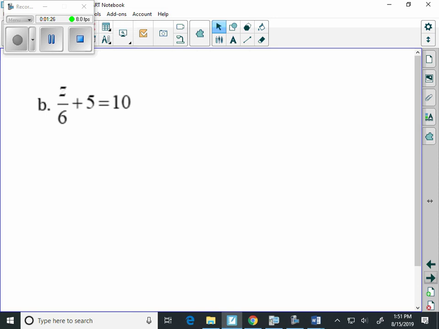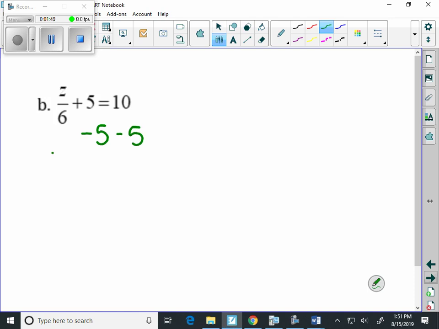Problem letter B. It says z over 6. I'm sorry that didn't print very well. z over 6 plus 5 equals 10. Again, what we still want to do is figure out what z equals. And if you're uncomfortable with the letter z, use x. That is fine. But we want to isolate. In order to isolate, we're going to start by subtracting 5 from both sides. And we get z divided by 6 equals 10 minus 5, which is 5.